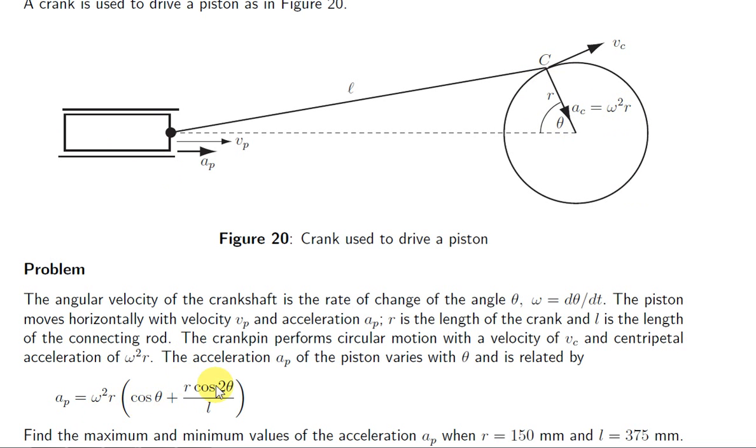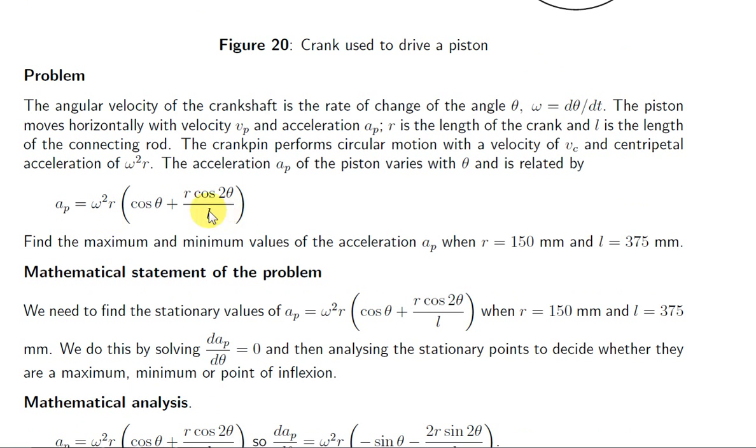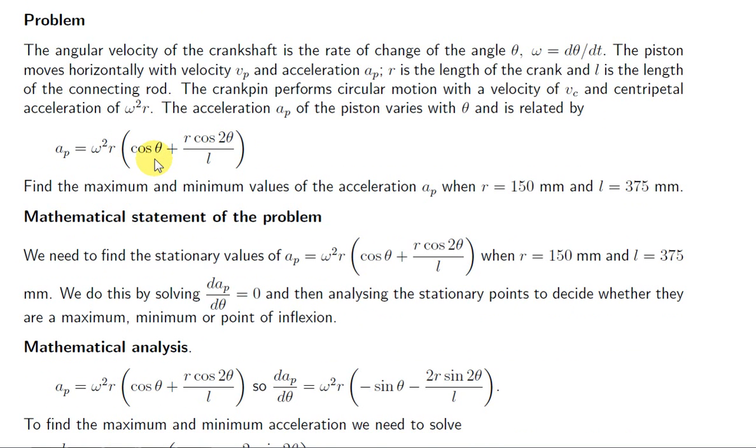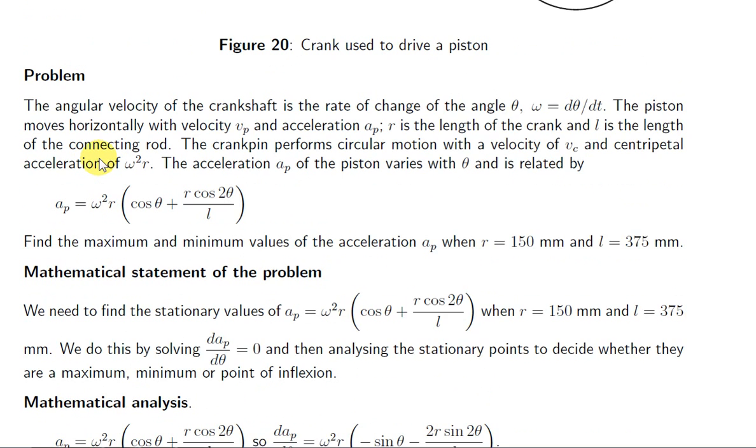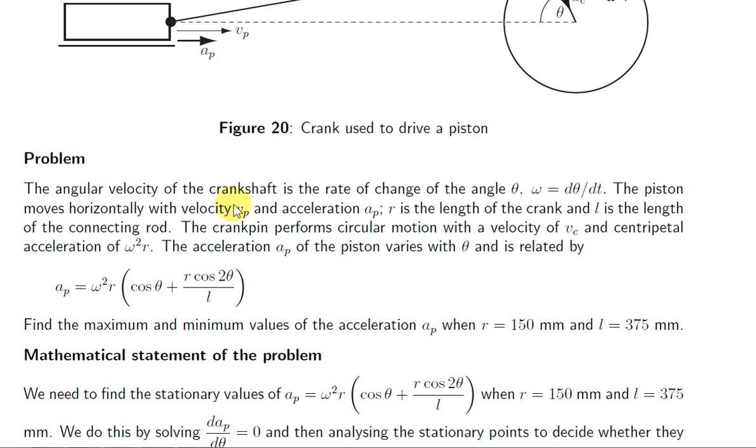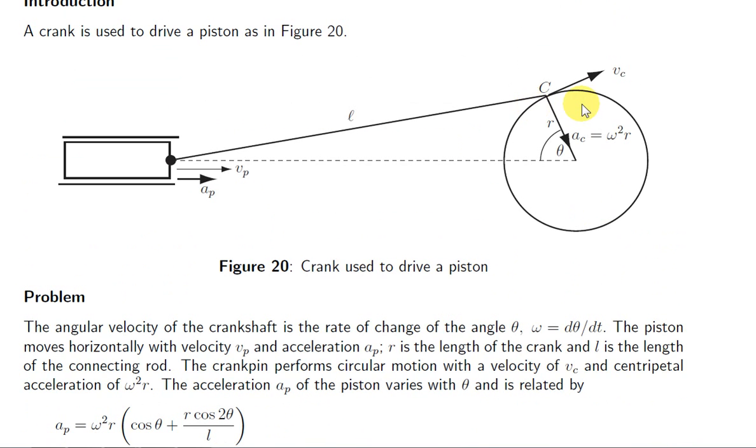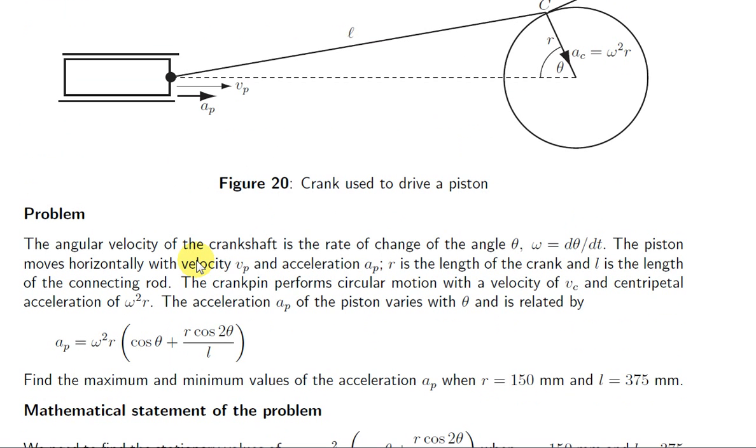But then we have a second term which I won't go into. Anyway, we just take this formula as a given. I might derive it in another video. We want the maximum and minimum values of the acceleration AP when r is 150 millimeters and L is 375 millimeters. So theta is the independent variable here. I suppose it appears that omega is taken as a constant. That's the angular velocity of the crankshaft, so this is turning at a constant rate.